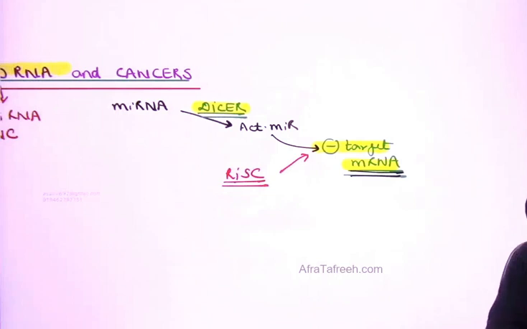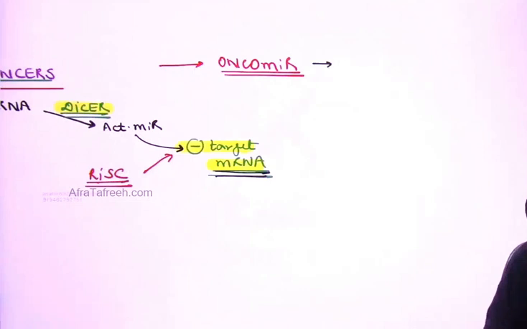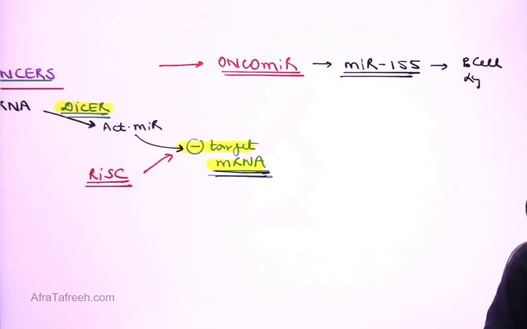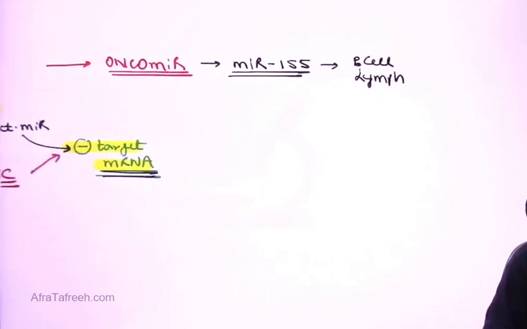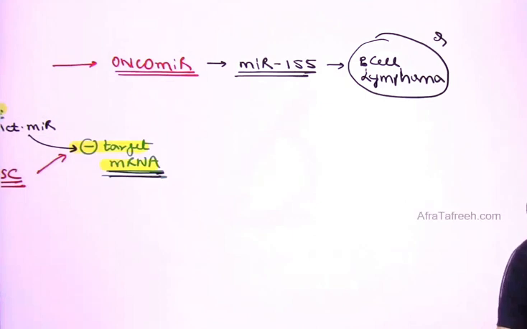Such a microRNA is given the name of oncomir. Oncomir, easy for you to understand: onco, or cancer causing miRNA. The example of this kind of onco-miRNA that I want you to be familiar with is MIR 155. This is classically seen in a patient suffering from a B-cell lymphoma. So if the target happens to be a tumor suppressor mRNA, and that is inhibited, the microRNA can cause a cancer. So it is given the name of onco-miRNA, and the clinical example which is important is MIR 155.